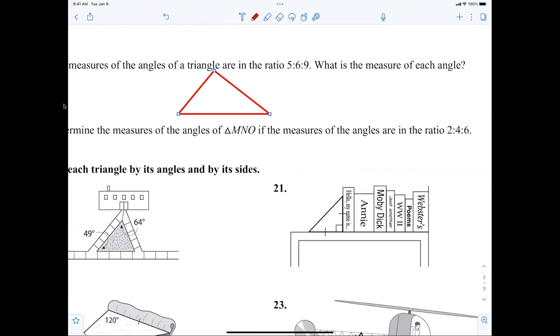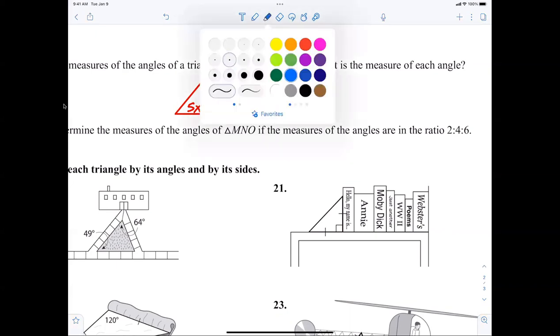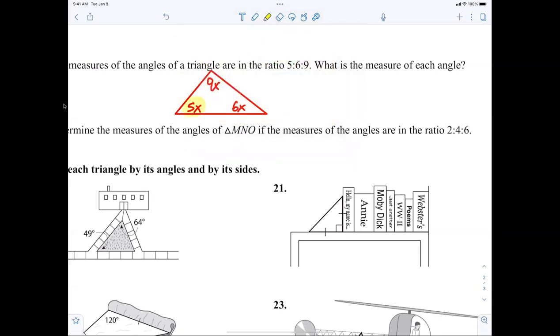If something's in a ratio of 5 to 6 to 9, instead of writing 5, 6, and 9, I want everyone to write 5x, 6x, and 9x. All right. So how many x's do we have all together? Nope. 6. Right, who said that? Good job. How did you get that?